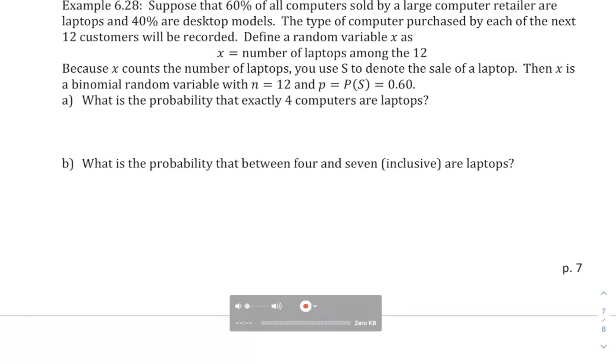So for example, 6.28, I'm not going to make you do this with a table or with the formula. I'm going to let us use technology. Somewhat because really I believe that technology is the appropriate way to work through a statistics course like this. But also there are 12 customers and that's going to be a lot of work for us to calculate all of this.